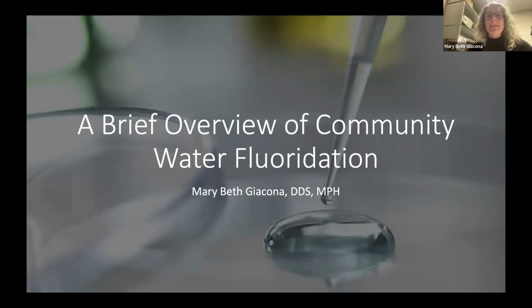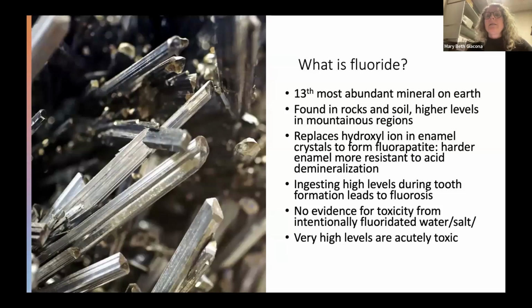So I'm going to be talking today, kind of an overview of community water fluoridation. I'm going to start right at the beginning, right? What is fluoride? Well, it's a pretty abundant mineral in the Earth's crust. It's found in rocks and soils, and it tends to be found at the highest level in mountainous regions.